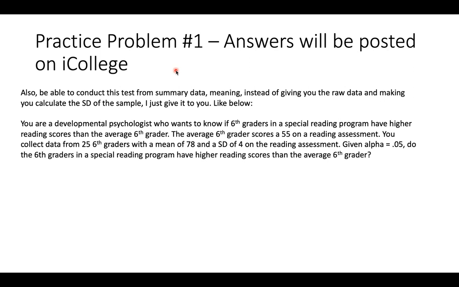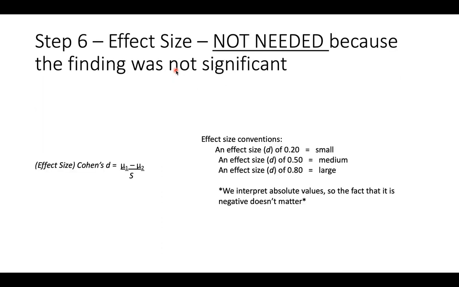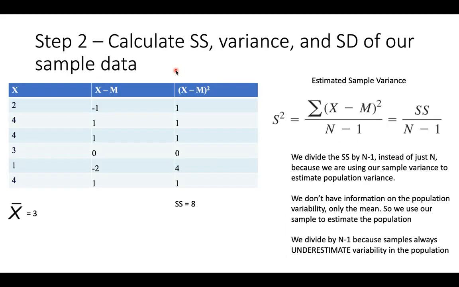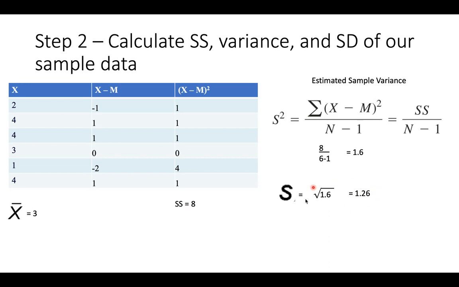Now, what raw data means is that you are given the individual scores of your sample. So in this last example about television watching, you were given the individual scores of your sample, right? Each of these numbers represents a single person. And we had to use their individual data to calculate a mean, which let us calculate a sum of squares, which let us calculate S, right, the standard deviation of the sample that we need for the t-test.